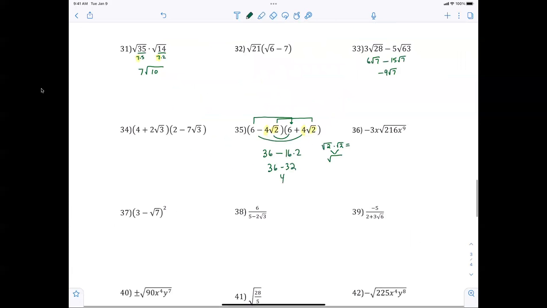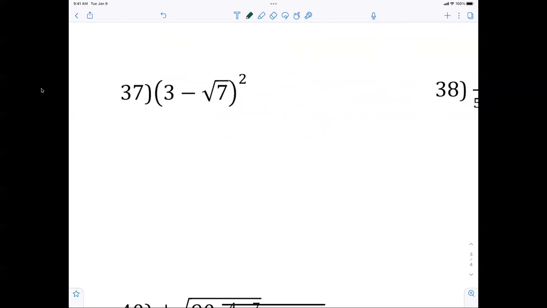All right, let's find 37. All right, now let's practice the little formula for this. All right, so 3 times 3, 9. Now remember, the middle term when you're squaring a binomial is this times this, which is -3 radical 7, and then you multiply that by 2. So what does that become? -6 radical 7.